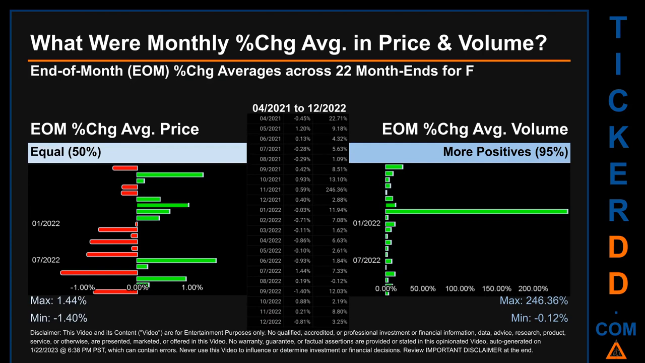In terms of volume, 21 out of 22 month ends had a positive percentage change. That is, 95% of month ends saw a positive percentage change in average volume. Price saw an end-of-month max of 1.44% in average percentage change along with a minimum of -1.40%. For volume, the maximum and the minimum monthly percentage change were respectively 246.36% and -0.12%.